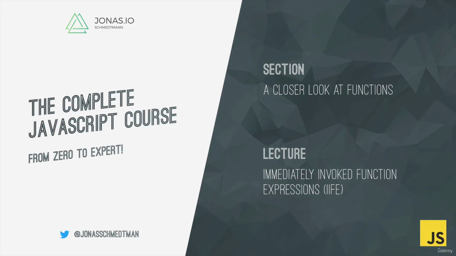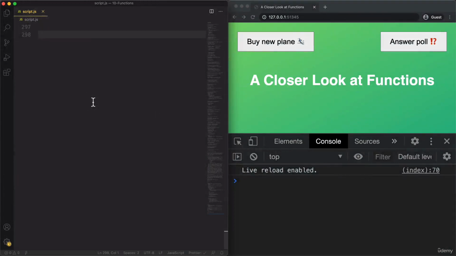Our next topic is something called immediately invoked function expressions. So let's take a look at what they are. Sometimes in JavaScript, we need a function that is only executed once and then never again. So basically a function that disappears right after it's called once. And this might not appear to make much sense right now, but we actually need this technique later, for example, with something called async await.